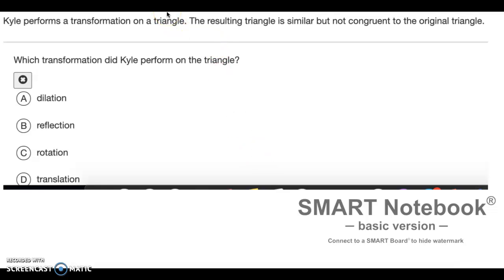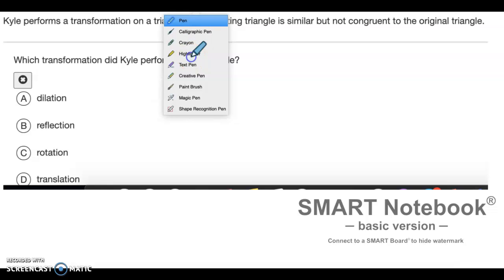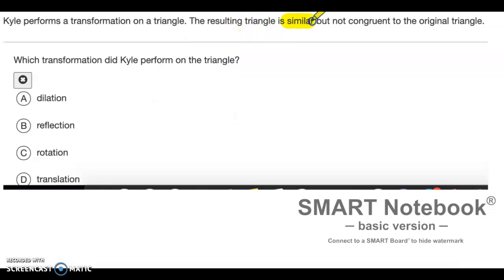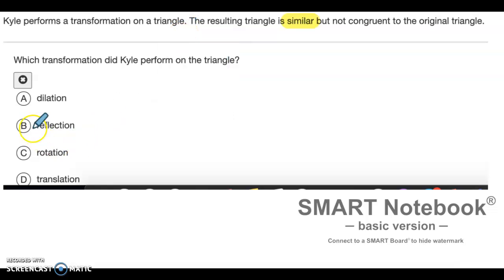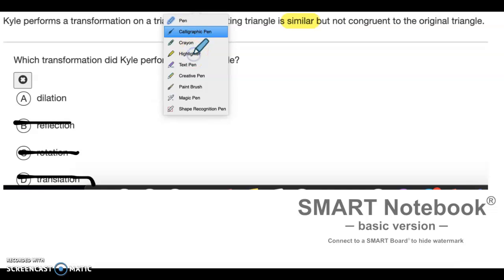So here you need to know what the definition of a rigid motion is. A rigid motion results in congruent figures. We do not want the figures to be congruent, we only want the figures to be similar. So that means they need to be the same shape, but not the same size. If we look at our choices here, reflection, rotation, and translation are automatically out because those are three rigid motions, which means they always result in congruent figures.